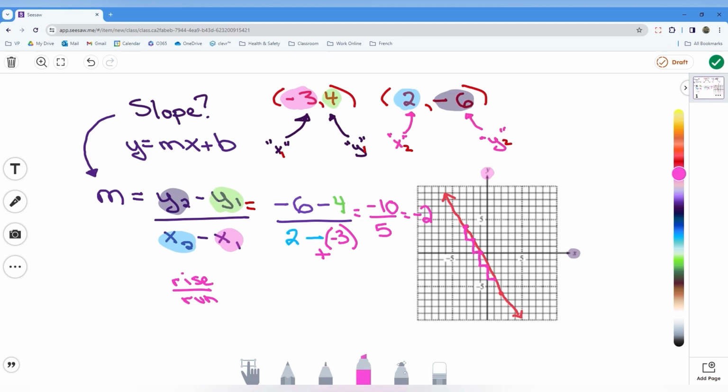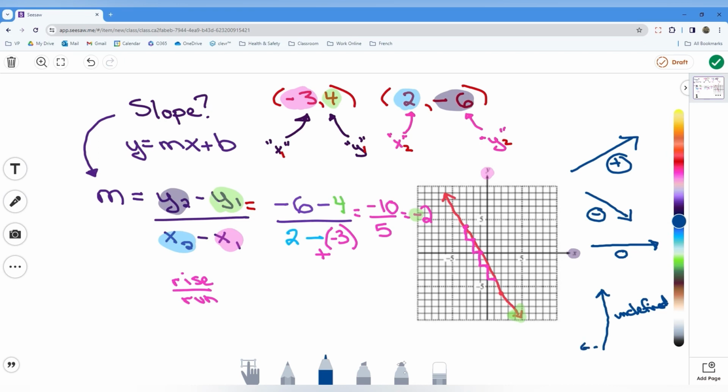One thing you should have noticed is that our slope is negative. Negative slopes always point down to the right because there are 4 types of slopes. Slopes that are positive go up to the right. Slopes that are negative go down to the right. If we had a horizontal line, there is no incline at all, so those lines have a slope of 0. And the last type of slope is a vertical line, and those are considered undefined because there is no run. You are not going left or right at all.